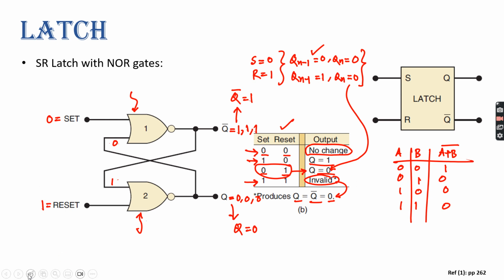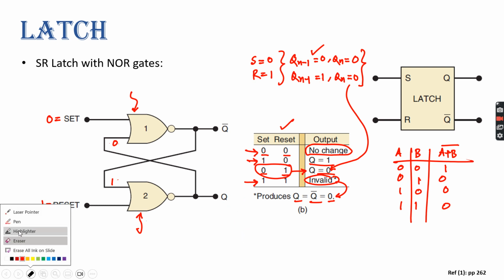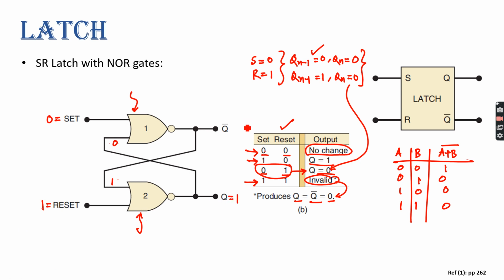Now if we take the other condition, suppose we are considering Q is 1 and Q bar is 0. So now this 1 will go here and this 0 will come here. So 0 1 gives you 0, right? Yes, sir. And 0 1 gives you 0. So this 0 will come here and this 0 will go here. So 0 0 gives you 1, right?